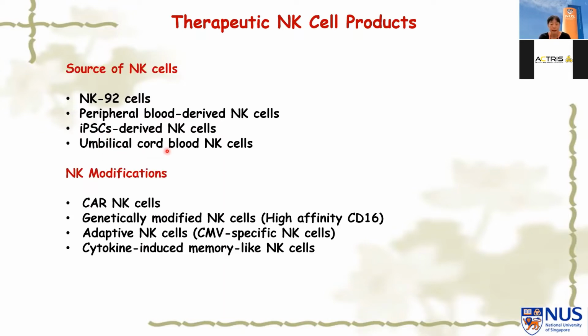Okay. So what are the modifications that are being done now? Of course, people are using CAR. There are also, other than CAR, some other genetically modified NK cells, for example, using high affinity CD16. There are also a group of NK cells that are called adaptive NK cells. They are naturally expanded CMV-specific NK cells. And there are also cytokine-induced memory-like NK cells, like what I mentioned, using interleukin 12, 15, and 18.